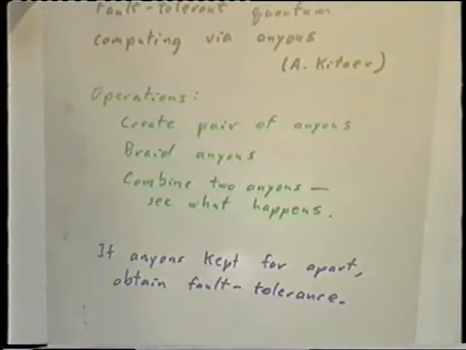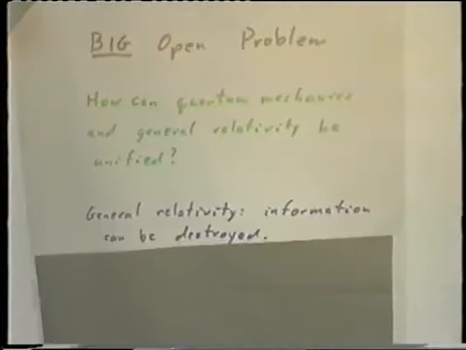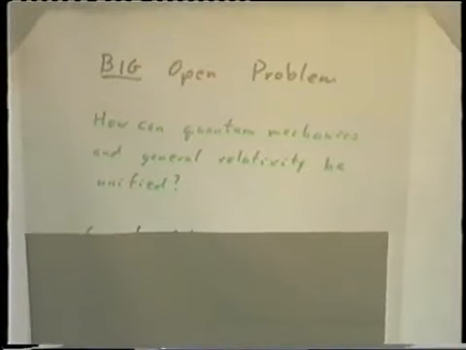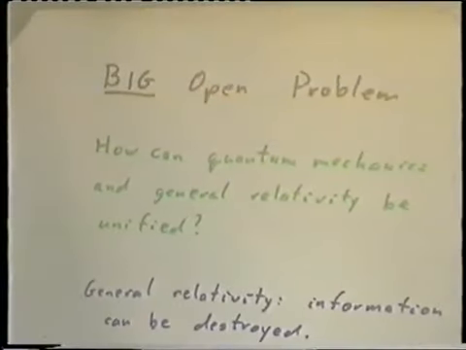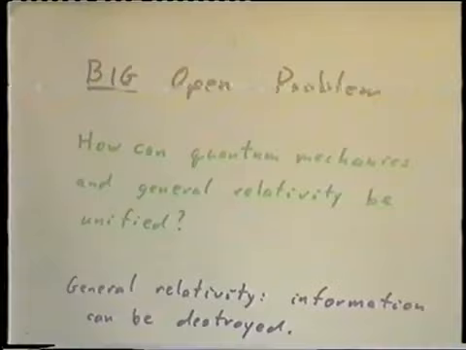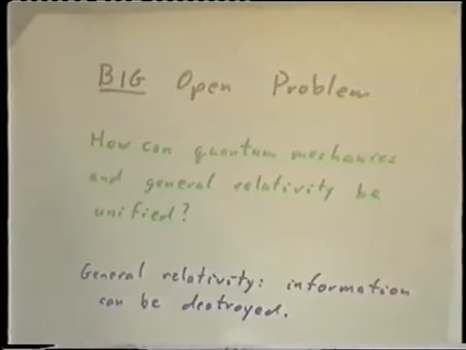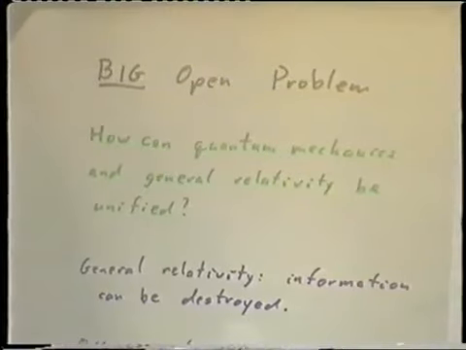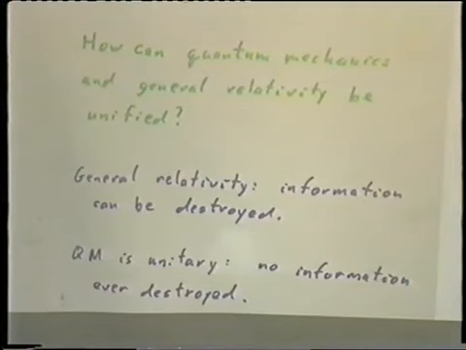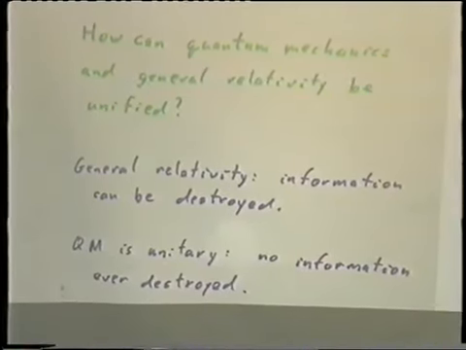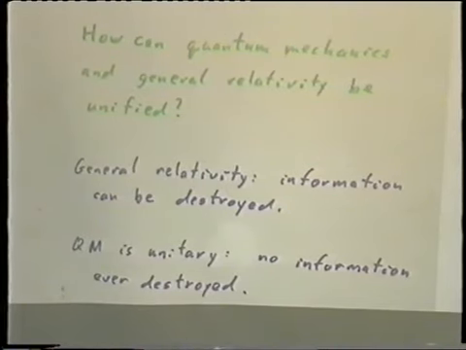So now what I want to do is say a little bit about what I think von Neumann called metaphysics. There's this big open problem for the next century, which is how quantum mechanics and general relativity can be unified. And what's the problem? Well, one of the problems is that in general relativity, if you throw something into a black hole, it's gone forever, which means information can be destroyed. And quantum mechanics, the very nature of quantum mechanics, says that information can never be destroyed. So we have a contradiction.